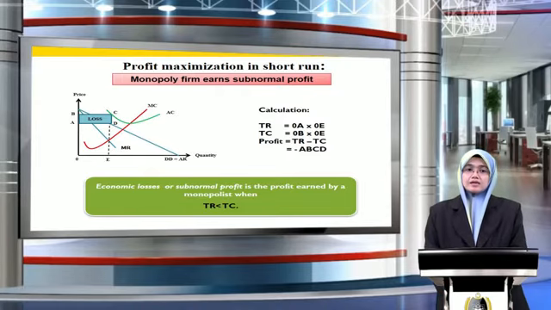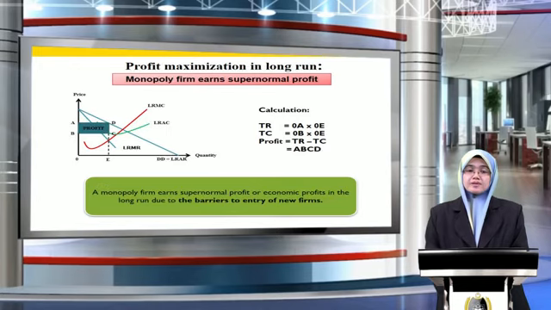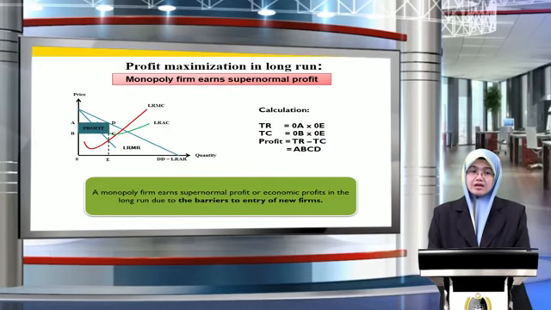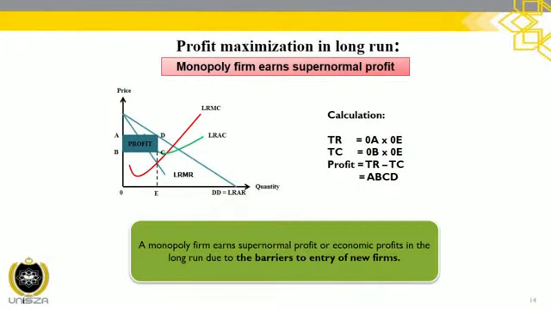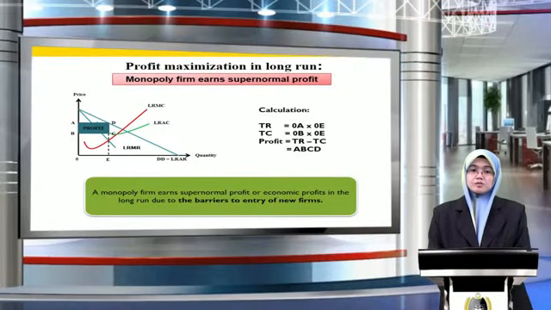Now we go through the profit maximization in the long run. Long run is the time period in which the firm can adjust its input use in production. In the long run, all the factors of production are variable. A monopolist firm in the long run is also in equilibrium at the point where MR equals MC.